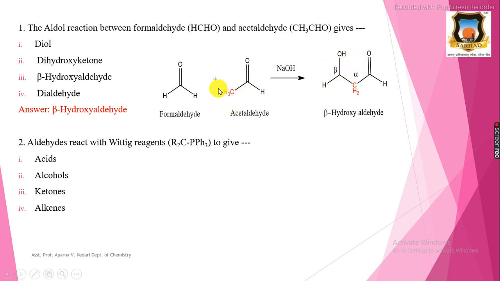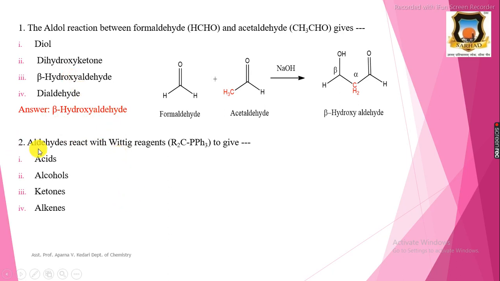Here in this CH3 group, the hydrogen atom is abstracted by base and it gives carbanion. Then this carbanion will attack on the carbonyl carbon of formaldehyde and then it gives beta hydroxyaldehyde. Therefore, the correct answer is beta hydroxyaldehyde.